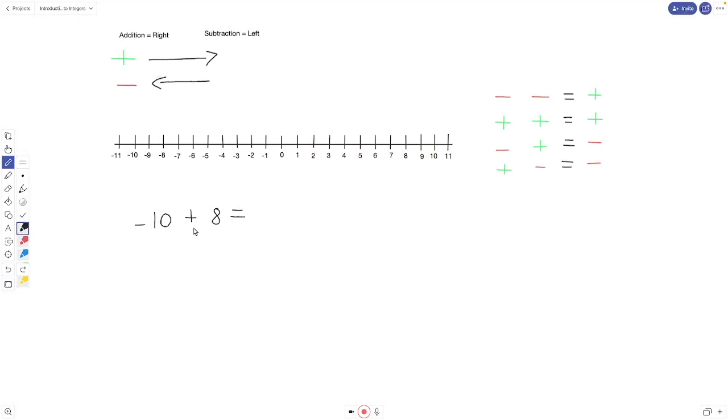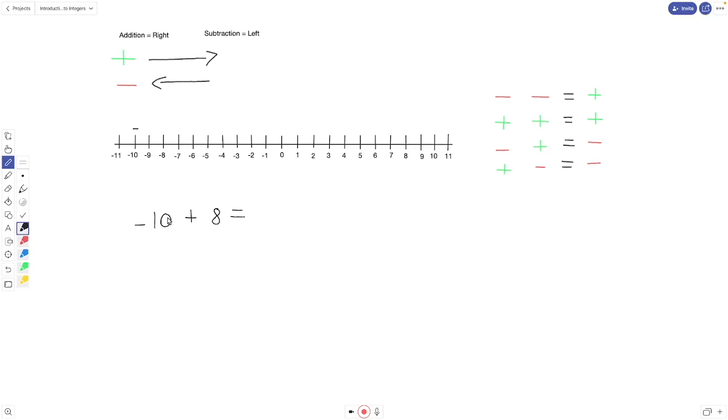We have negative 10 plus 8. We have one sign in the middle, and we know that's the plus sign. So we don't have to change it since it's just 1. We also know we're starting at negative 10. Now, for this one here, you can either count on your fingers to find out what you're going to end up with, or you can use a number line to help.